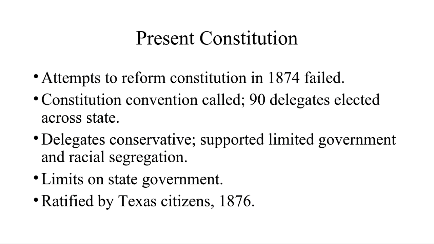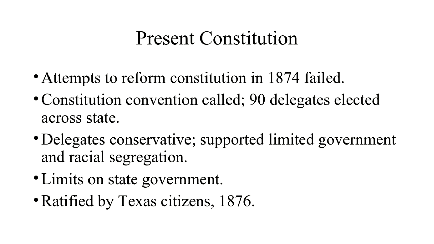A 2-year term for the governor, no ability for minorities to vote, the passage of Jim Crow type laws within the state of Texas. They also created a biannual legislative session, a fixed state salary, and a limited debt ceiling.